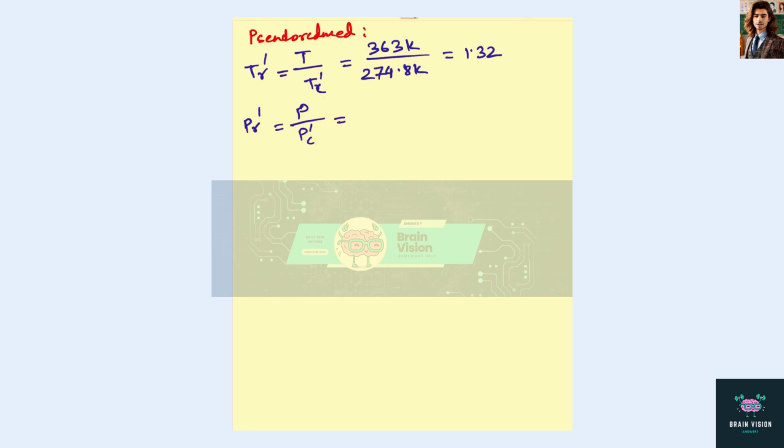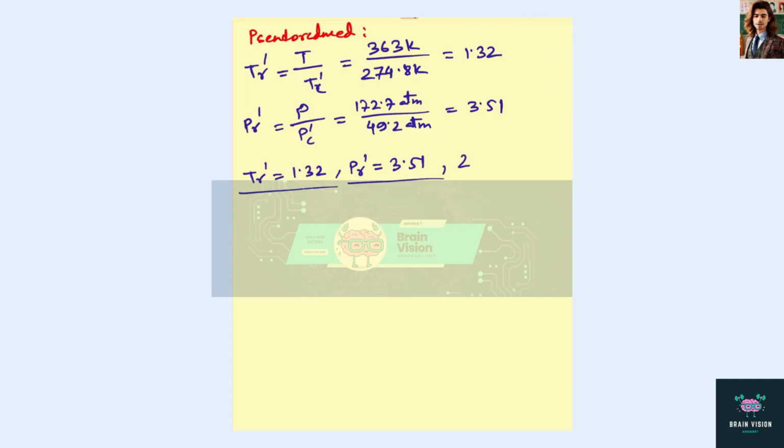Similarly the pseudo-reduced pressure is the pressure divided by the pseudo-critical pressure of the system. So 172.7 atm divided by 49.2 atm gives us 3.51. For this pseudo-reduced temperature and pseudo-reduced pressure, the Z factor is 0.67.